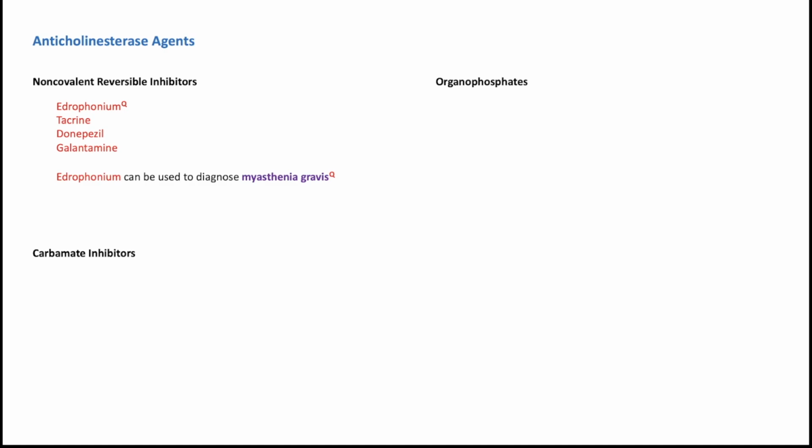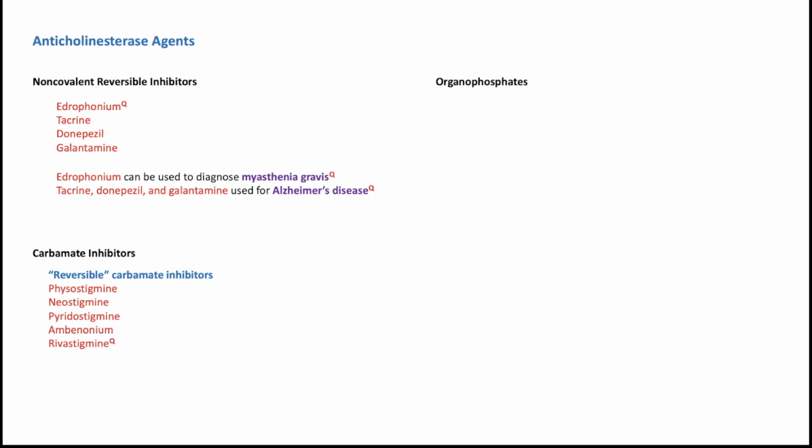Edrophonium is used for diagnosis of myasthenia gravis, and it can differentiate between myasthenic crisis and cholinergic crisis as well. So tacrine, donepezil, and galantamine are for Alzheimer's disease. Next, the carbamate inhibitors. We have reversible carbamate inhibitors like physostigmine, neostigmine, pyridostigmine, ambenonium, and rivastigmine. Pyridostigmine, neostigmine, and ambenonium are used in the treatment of myasthenia gravis.